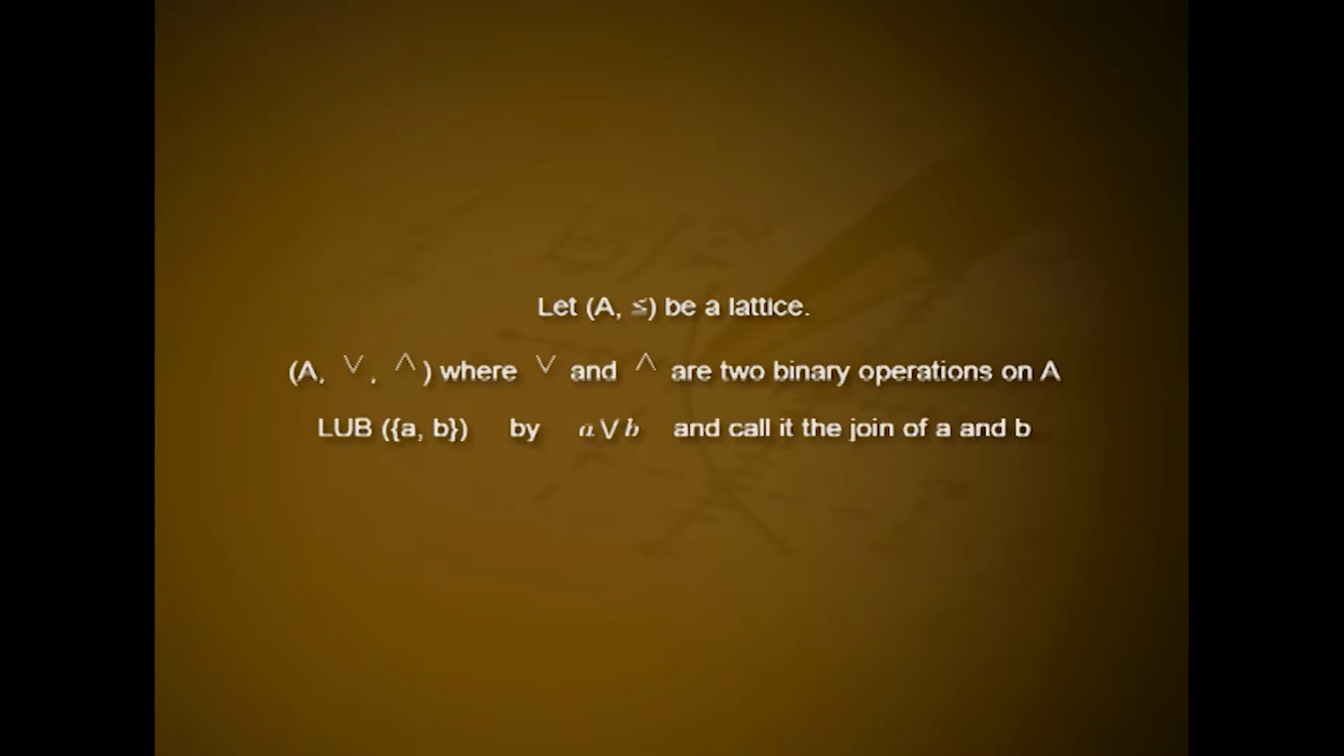There is a natural way to define an algebraic system with two operations which define a lattice. Let (A, ≤) be a lattice. Then we define an algebraic system (A, join, meet), where join and meet are two binary operations on A. We denote the LUB of a, b by a ∨ b and call it the join of a and b. Similarly, we denote the GLB of a, b by a ∧ b and call it the meet of a and b. We shall refer to (A, ∨, ∧) as the algebraic system associated with the lattice (A, ≤).